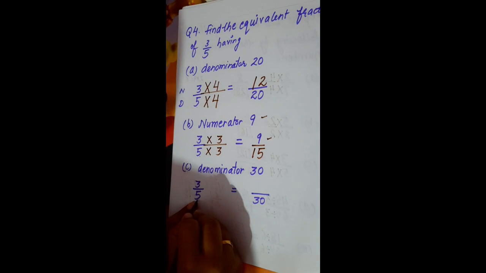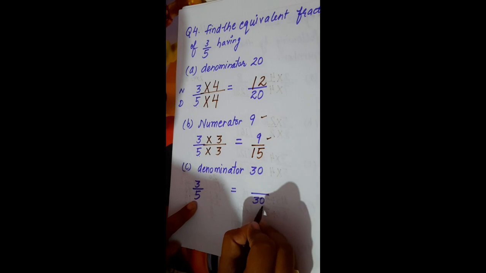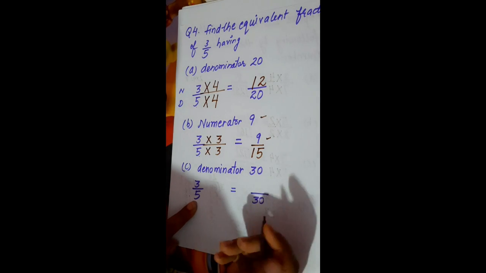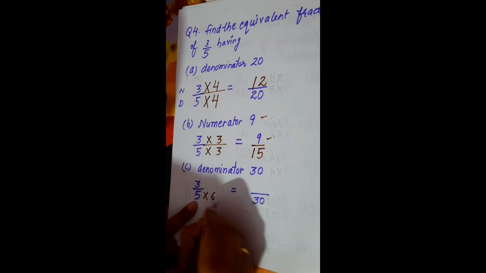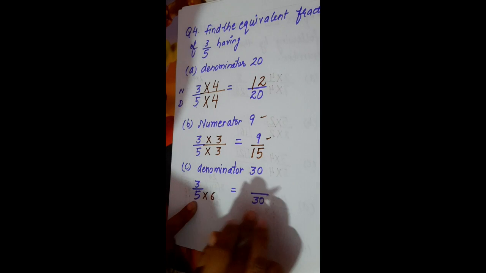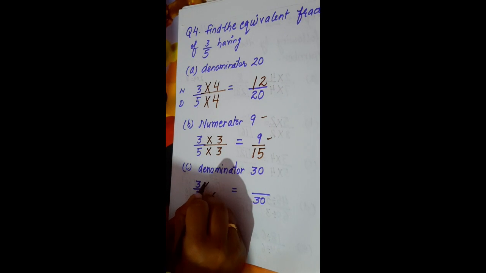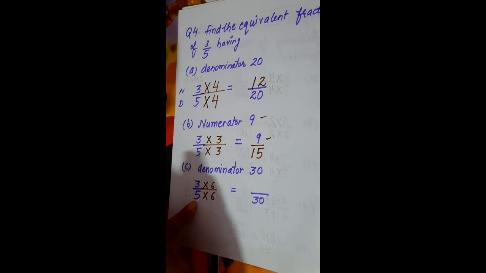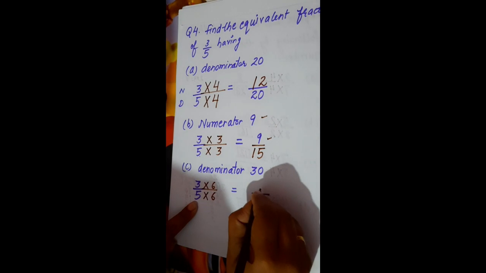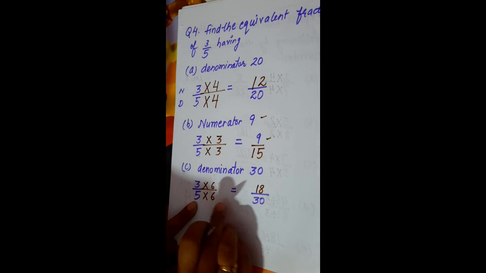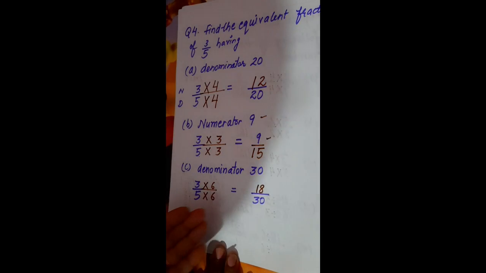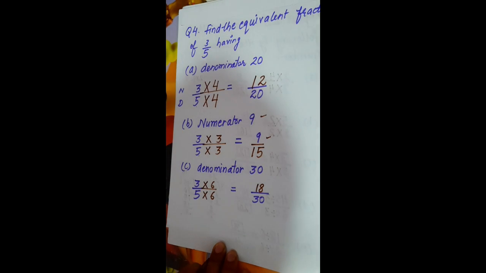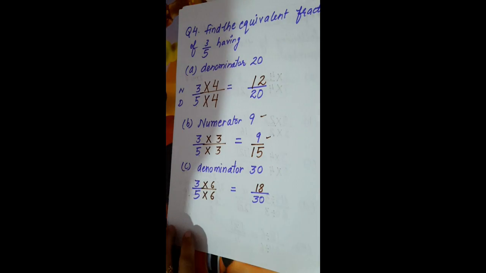So by which number you multiply 5 so that you will get 30? I know that 5 6s are 30. So you have to multiply 6 in the numerator also. So 3 6s are 18. 5 6s are 30. So your next equivalent fraction having denominator 30, that is 18 upon 30.